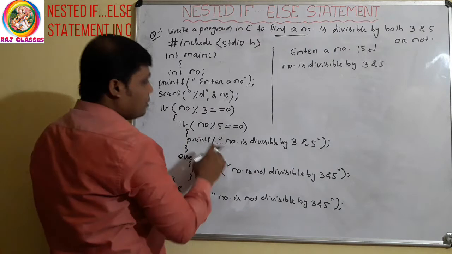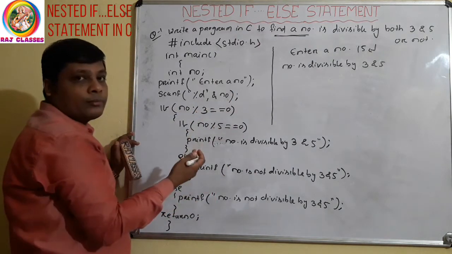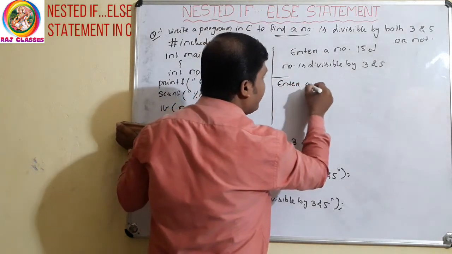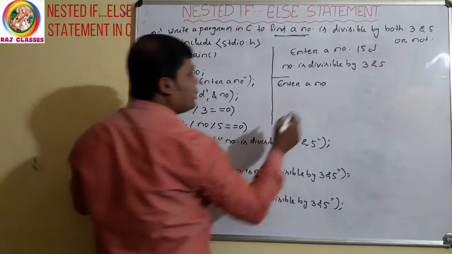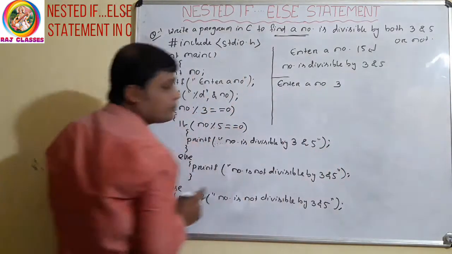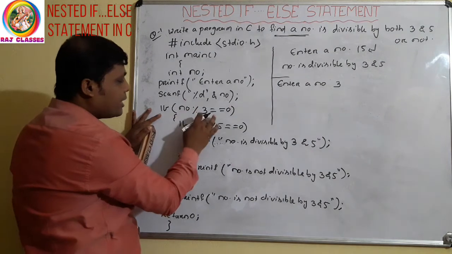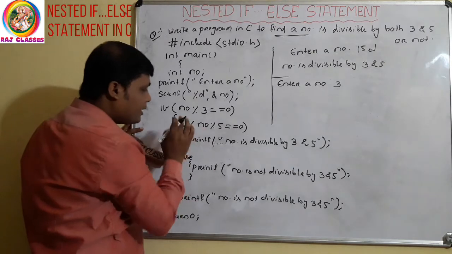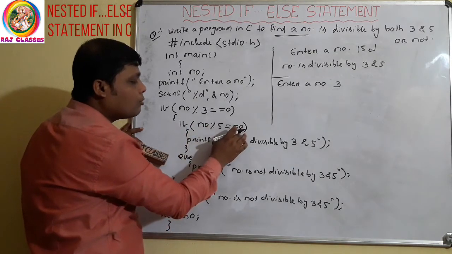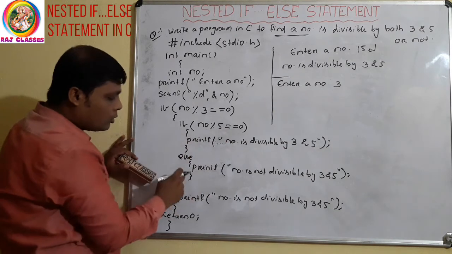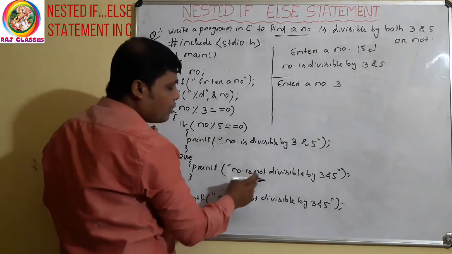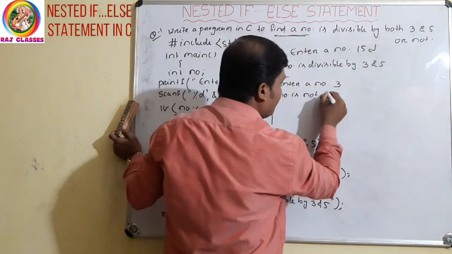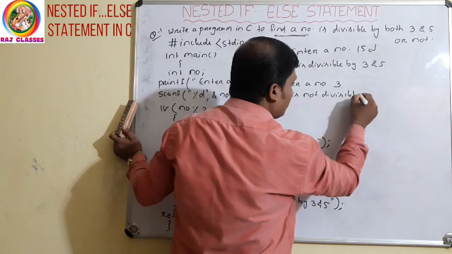Next, just see. Second time I will run this program. Then what will happen? Again it will ask to enter a number. Suppose I am inputting 3. Clear? So it will check number % 3 equals 0. Yes. Then if number % 5 equals 0, this condition is false. So it will go to the else part. Here it will print "Number is not divisible by 3 and 5".